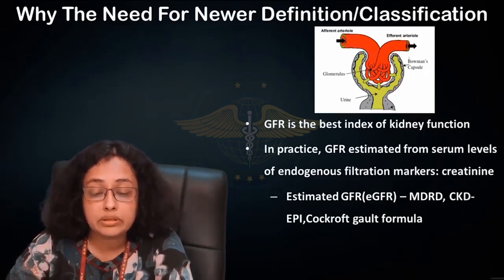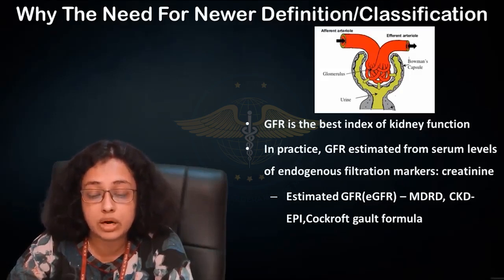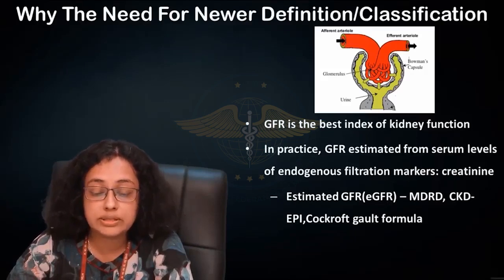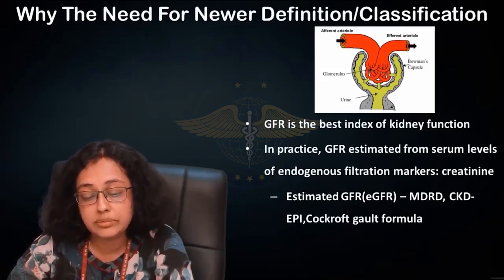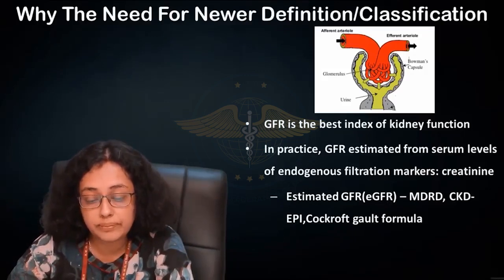So in clinical practice, the glomerular filtration rate or GFR is estimated from serum levels of endogenous filtration markers. The most commonly used in clinical practice is the serum creatinine. Using the serum creatinine, the estimated GFR is calculated using various formulas, the commonly used ones being the CKD-EPI, the MDRD, and the Cockcroft-Gault formula.